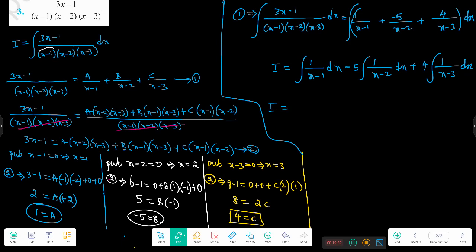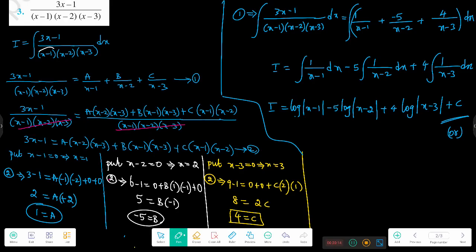Now in all of these, if you differentiate the denominator, I am getting the numerator. X derivative 1, 1 derivative 0. Like that here also, x derivative 1, 2 derivative 0. Here also x minus 3, x derivative 1, minus 3 derivative 0. So everything you can write as log of denominator: log of modulus x minus 1, minus 5 into log of x minus 2, plus 4 into log of modulus x minus 3, plus c. You can stop here, surely they will accept, or else you can simplify using the formula also.